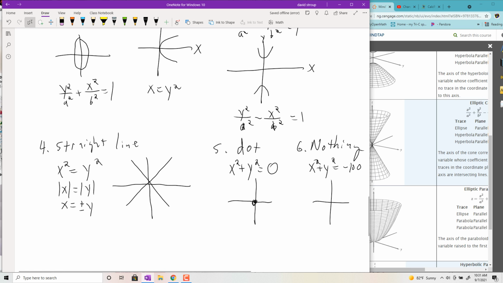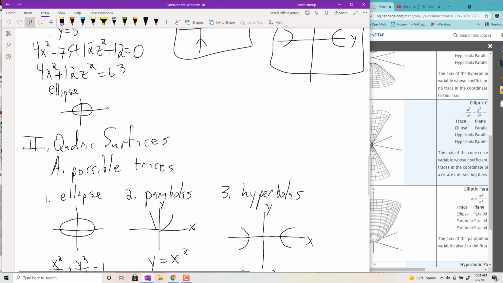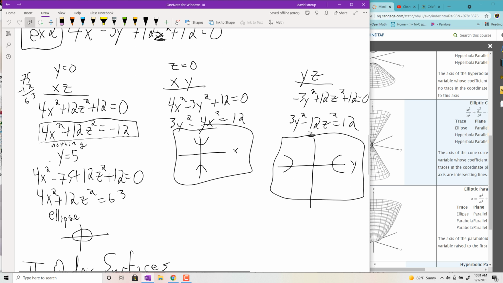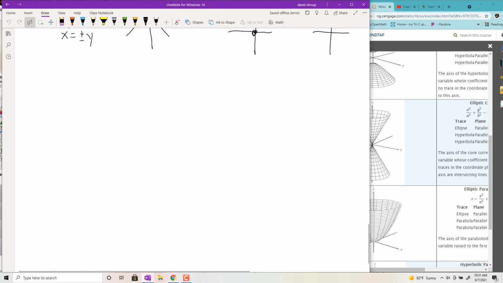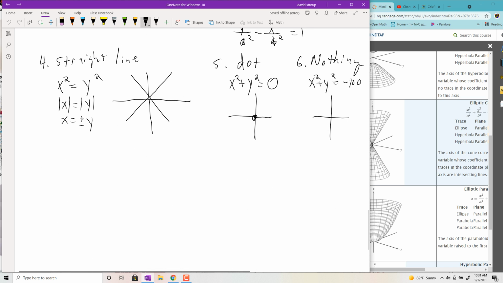Okay, so let's go through one example of each. On the test, I would expect you to do it like I'm doing it. You're looking in the xy plane, the xz plane, and the yz plane, identifying the traces, drawing little pictures, and then making a conclusion. I should see all that work. Those are the possible traces. Now we are identifying traces.